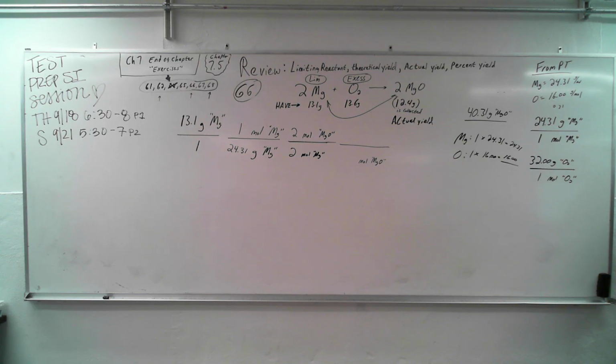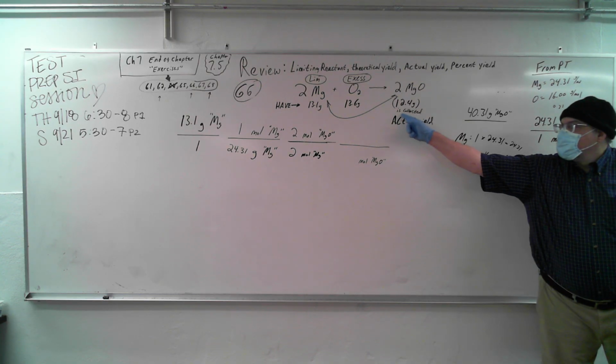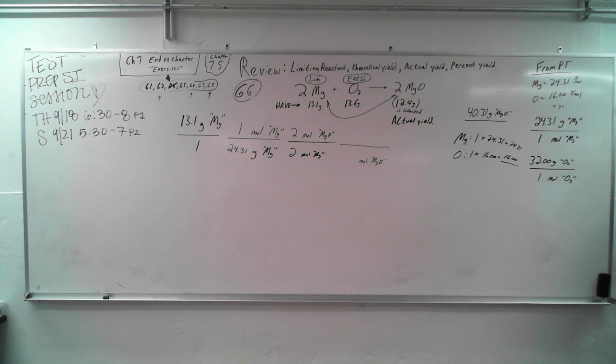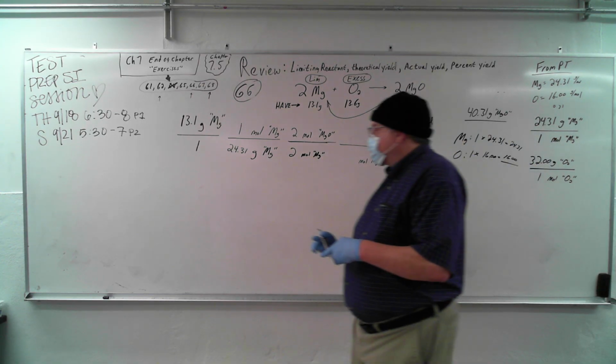When 13.1 grams of Mg reacts with 13.6 grams of O2, 12.4 grams of MgO is collected. That's telling you someone actually did this and collected this. That's what tells you this is the actual yield. That's kind of why I put parentheses and said "is collected." That's the actual yield. We're about to calculate the theoretical yield.